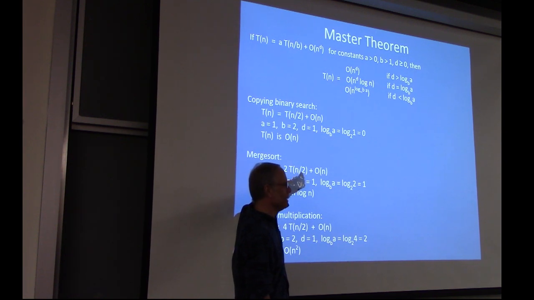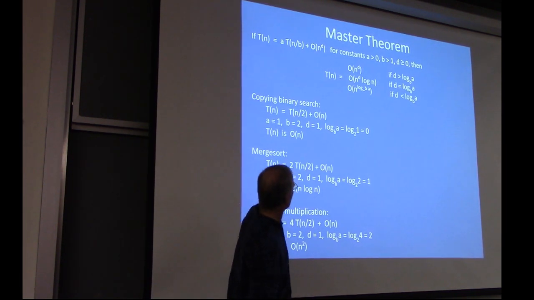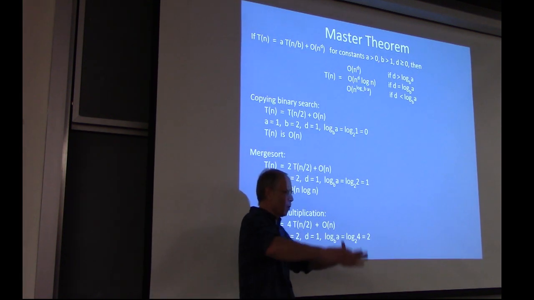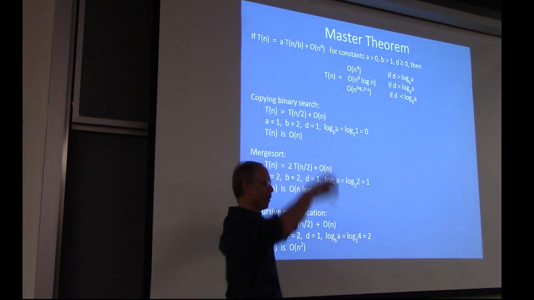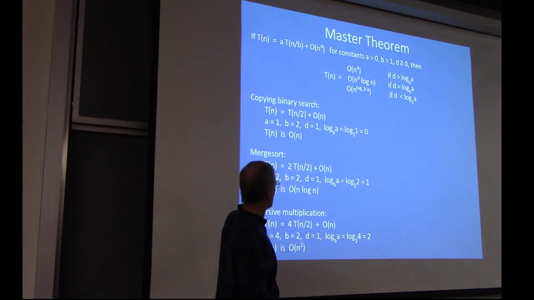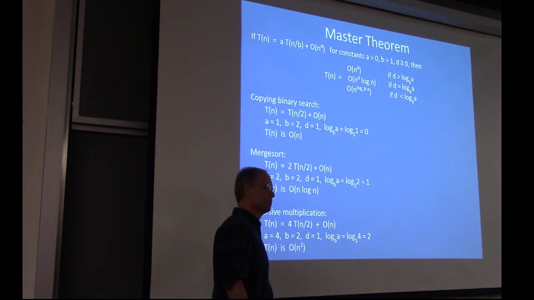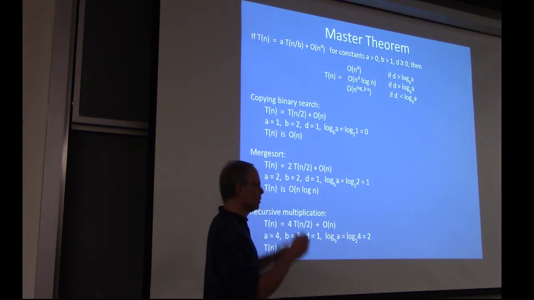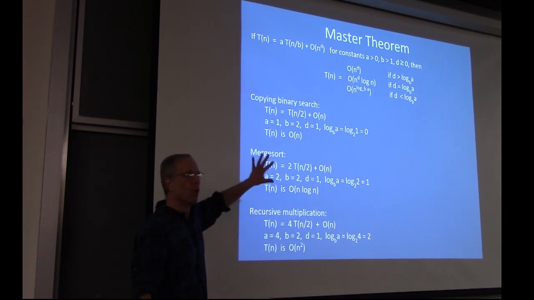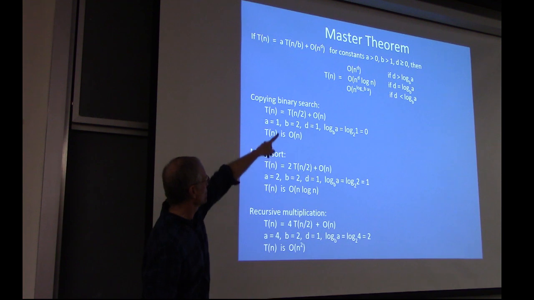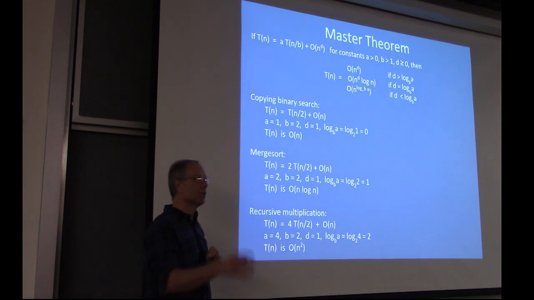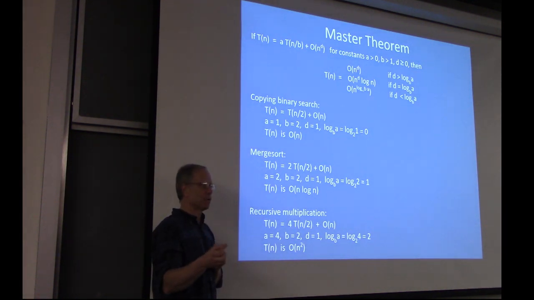In fact, there are restrictions up there. B has to be greater than 1. You have to be making the problem smaller each time, and not infinitely larger. And it says A must be greater than 0. You have to be making some number of recursive calls for this to work. So the trick to being able to apply the master theorem is that you have to be able to look at the algorithm and write the recurrence. Once you write the recurrence, as long as it's in that form, it's just a mechanical job to pick out the answer.